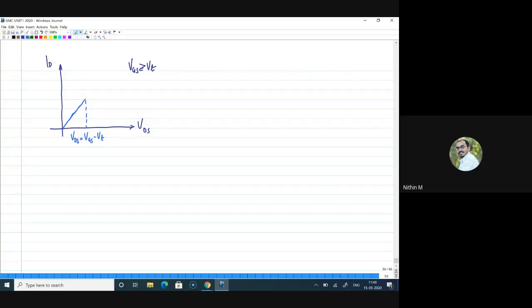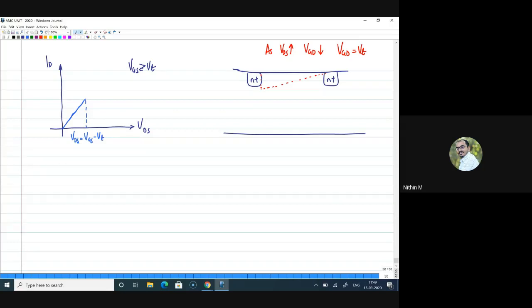If you look at the MOSFET structure, here you have N plus, here you have another N plus. Now the voltages are applied, and initially you had a channel formed here, but now that channel has taken this shape. The channel has tapered because VDS increased and VGD reduced, and finally when VGD becomes VT, that is the condition I have written. When VGD is equal to VT, the channel is just present.